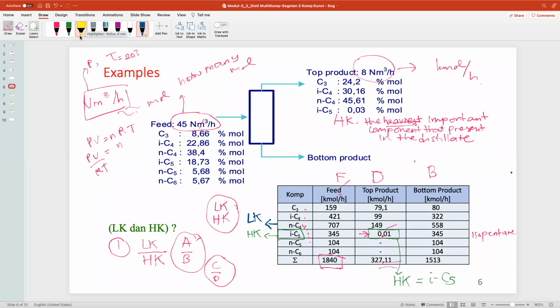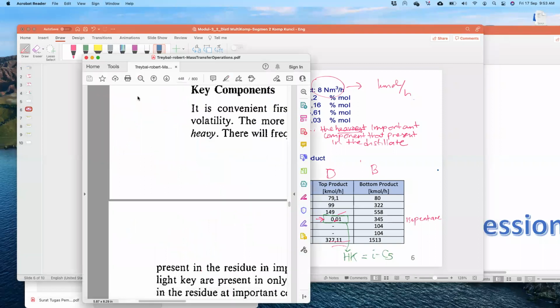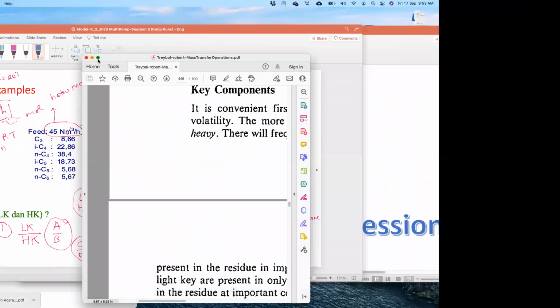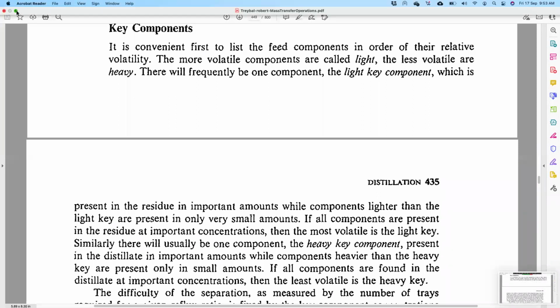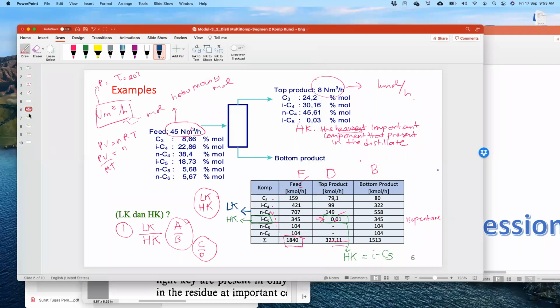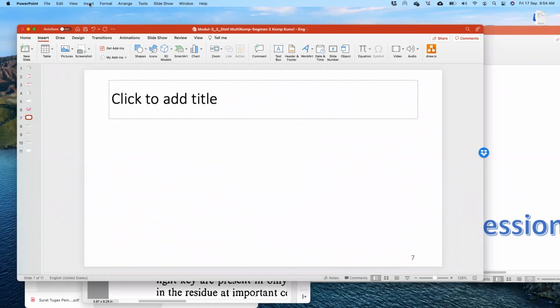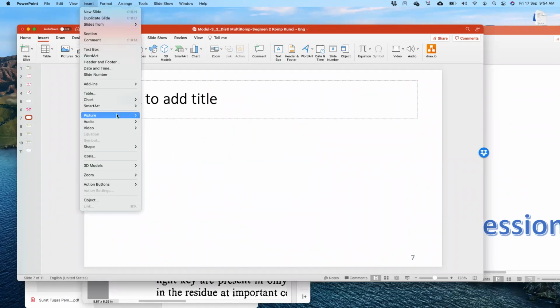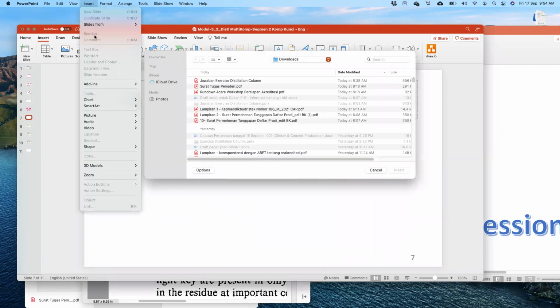Yeah, for example, in this case, maybe I'm going to put this one. Let me put this one first so at least you can have a look.